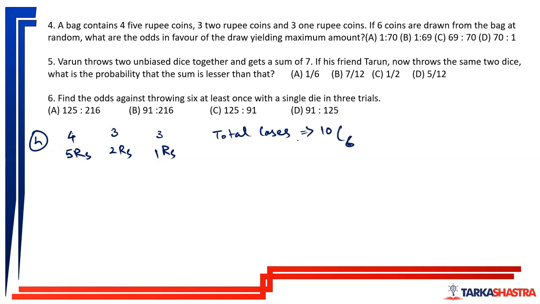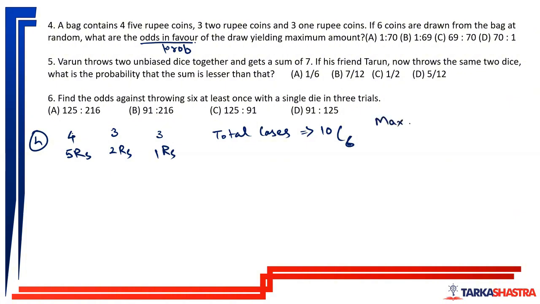Total cases 10C6. 6 coins are drawn at random from a bag of 10 coins. What are the odds in favor of the draw yielding maximum amount? Now here we have odds in favor. I'll explain what odds in favor is, but let us first calculate the probability. What is the probability of the draw yielding maximum amount?